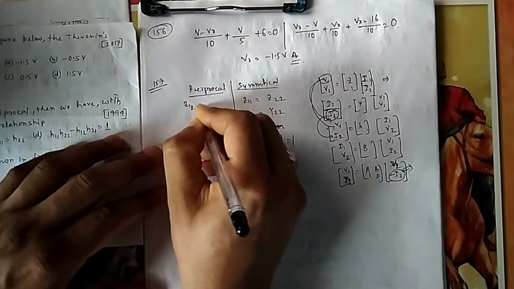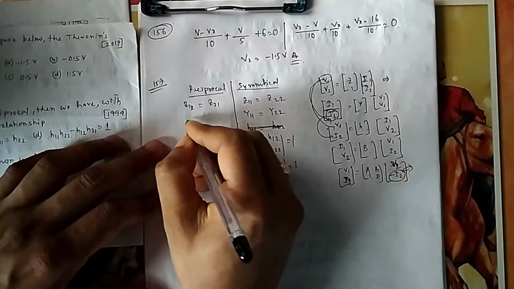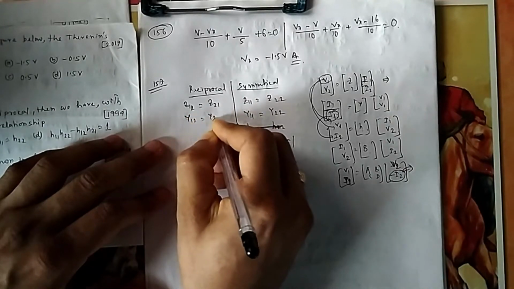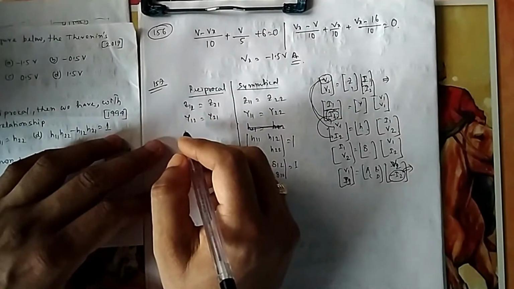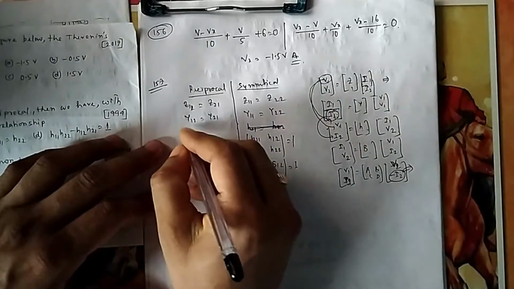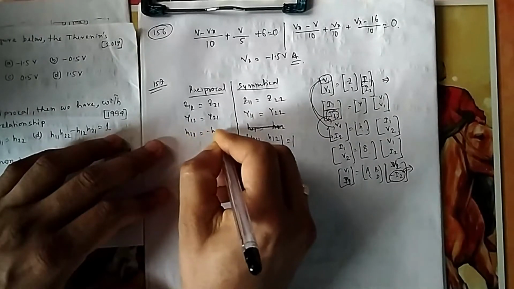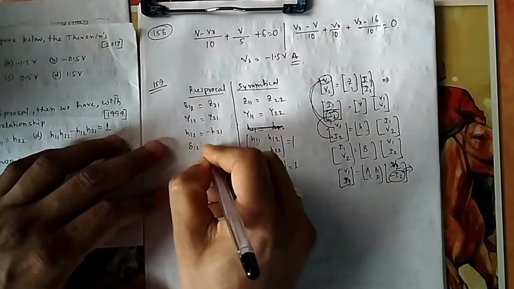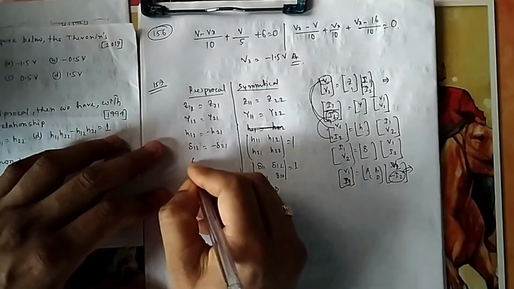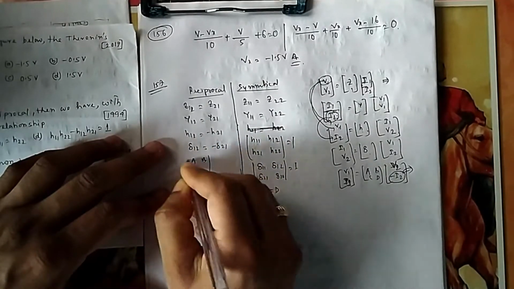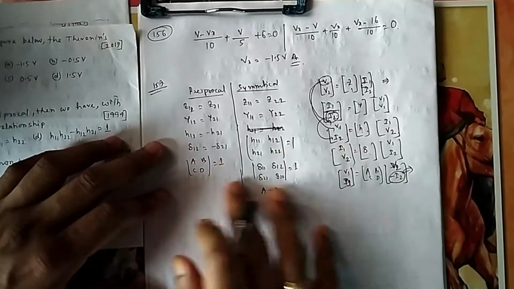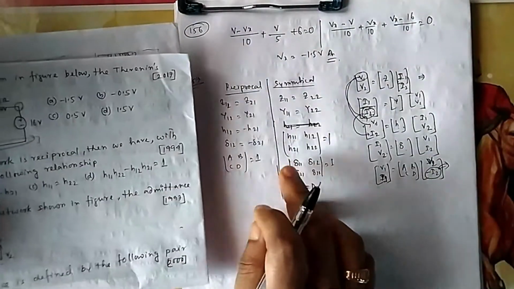If you take the reciprocal of 1 2, it will be 2 1. So y12 should be equal to y21. Similarly, h12 is equal to minus h21, and g12 is equal to minus g21. And in ABCD, the determinant should be equal to 1. So this one you can remember, and from this you can directly write here. If you remember this theory, you should remember this.